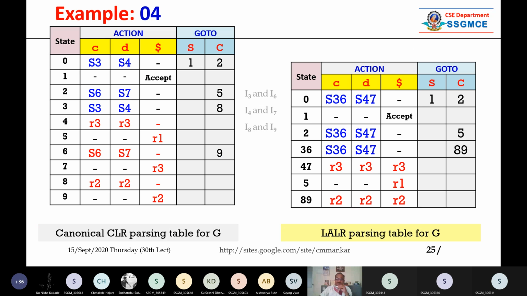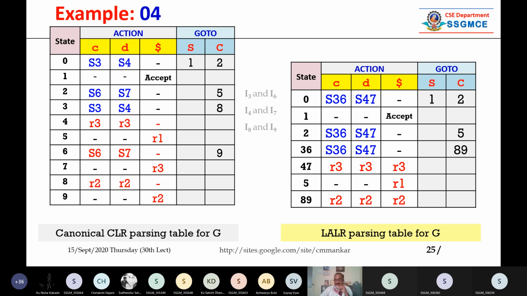Anyway, from this slide, what we are trying to understand is that three pairs are there: I36, I47, I89. This is the previous parsing table, right? The previous parsing table contains 0 to 9, meaning a total of 10 states, and the new parsing table contains 0, 1, 2, 36, 47, 5, 89, a total of 7 states. So the CLR parser contains 10 states. That is the disadvantage of CLR parsers.